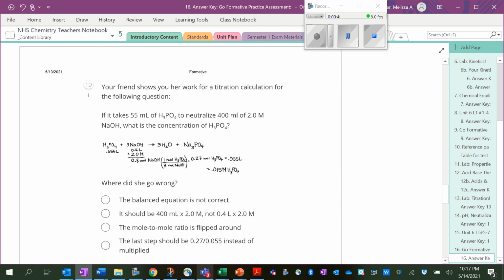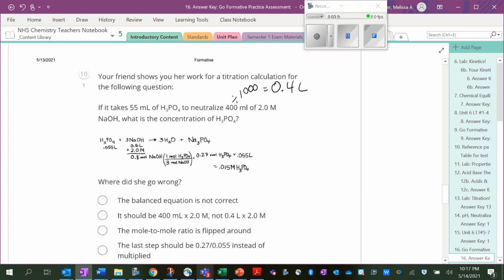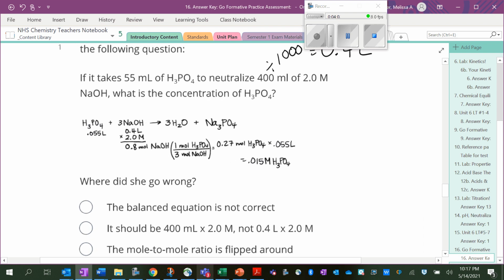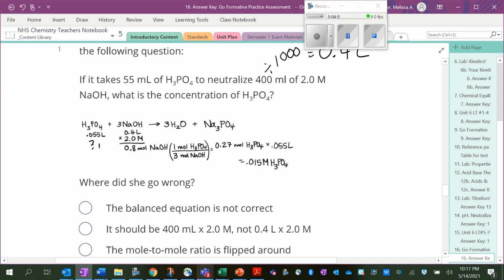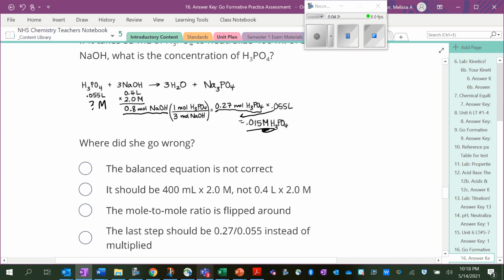Your friend shows you her work for a titration calculation for the following question. It takes 55 milliliters of H3PO4 to neutralize 400 milliliters, just going to divide by 1,000, of a 2 molar solution of NaOH. So what's the concentration of the H3PO4? Let's see. So that's our mystery. So first step, she did 0.4 times 2. That makes 0.8. For every 3 moles of NaOH, you make 1 mole of H3PO4. That's good. Uh-oh. Then she's supposed to do moles divided by liters to get the concentration. So she went wrong on the last step. It should have been divided instead of multiplied.